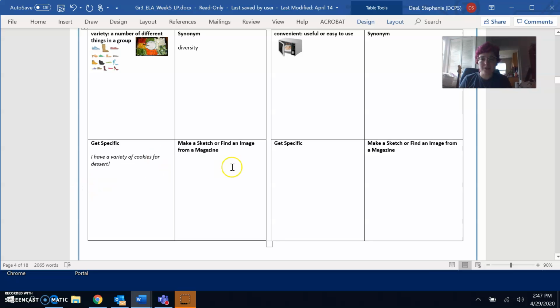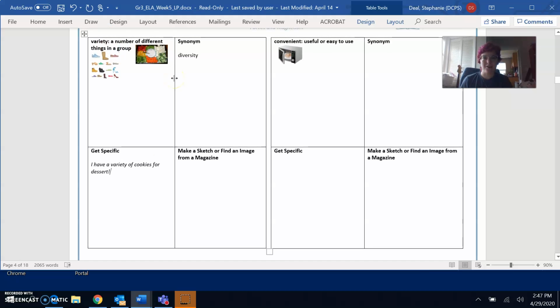So I'm not going to draw a picture because I'm on my computer. But when you're doing this, you need to make sure you draw a picture, or you can cut out a picture from a magazine and put it on your paper. So I'm not going to include a picture, but you need to make sure you draw one on your own paper so you make sure you know what variety means. I'm going to go ahead and go on to the next word. If you want to pause the video so you can draw your picture and write your own example, go ahead.